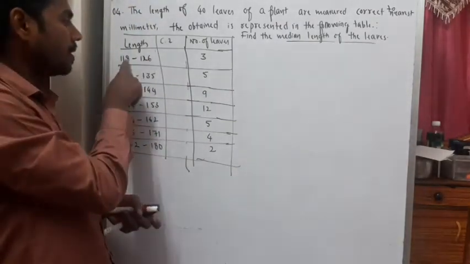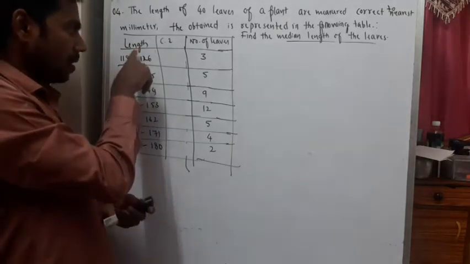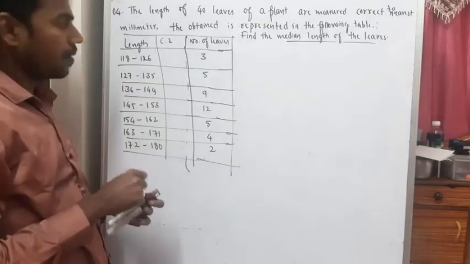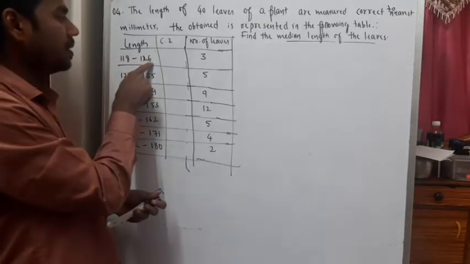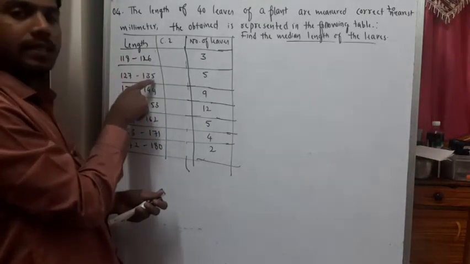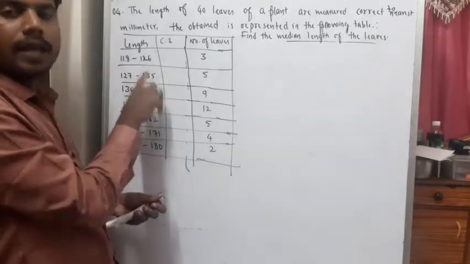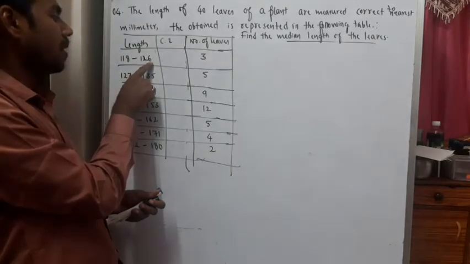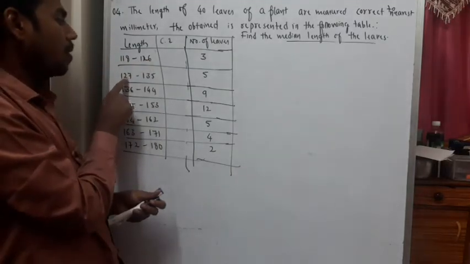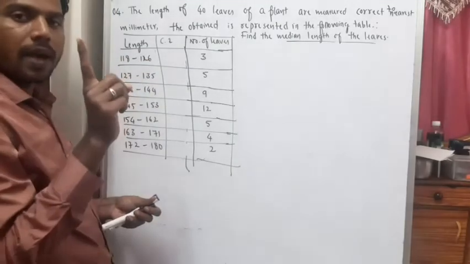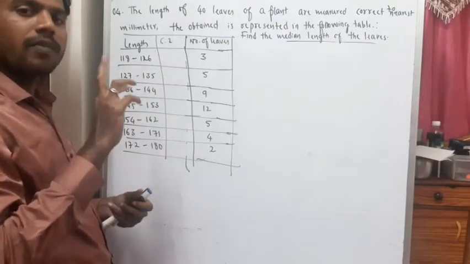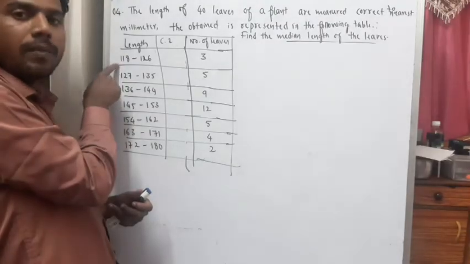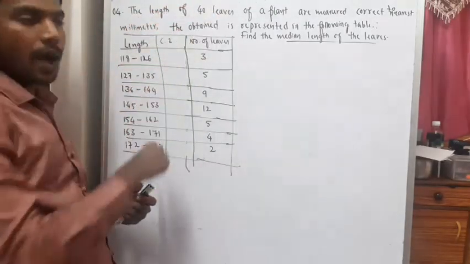We need to check whether the given class intervals are continuous or not. See, 118 to 126. If it were 126, then we would have said it is continuous. But here it is 118 to 126, and after that it is 127 to 135. A gap of 1 is there. So how will we adjust? Subtract 0.5 from the lower limit, add 0.5 to the upper limit.